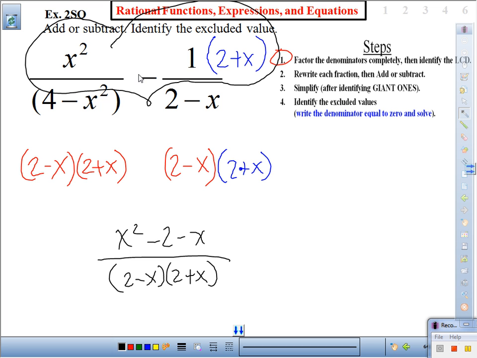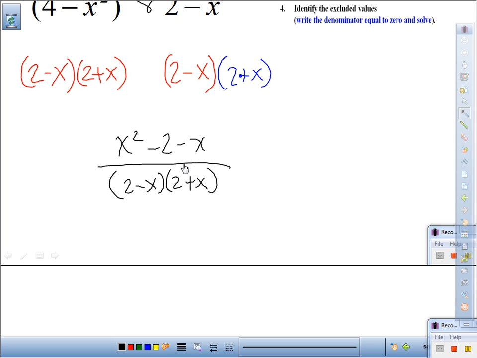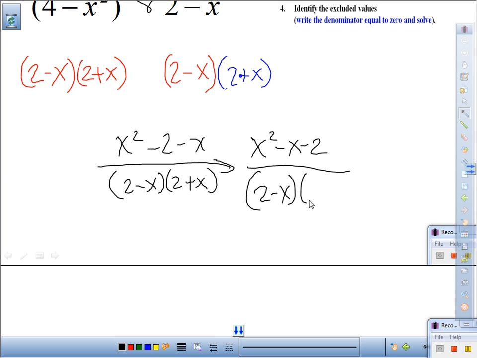You can see what I did here, because there's a negative, so I needed to distribute to both of these right here. Okay, so is this in standard form already? No, I write x squared minus x minus 2 over (2 minus x)(2 plus x). So here, what's the next step? Factors of negative 2 that add up to negative 1: 1 and negative 2. That is correct.